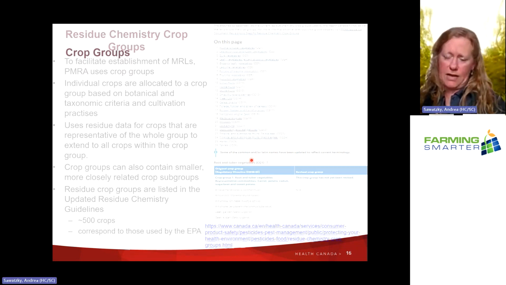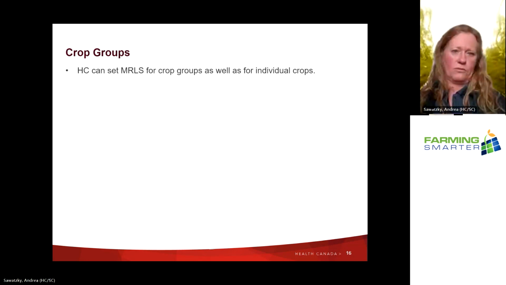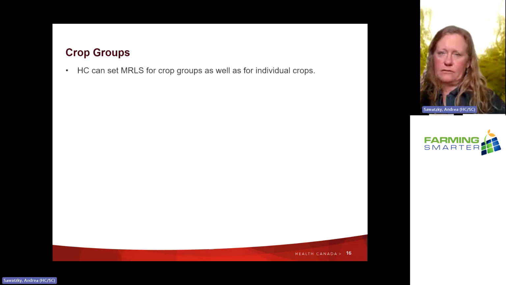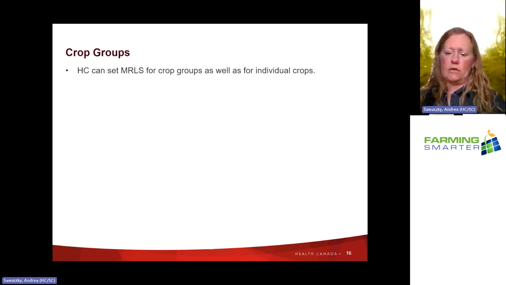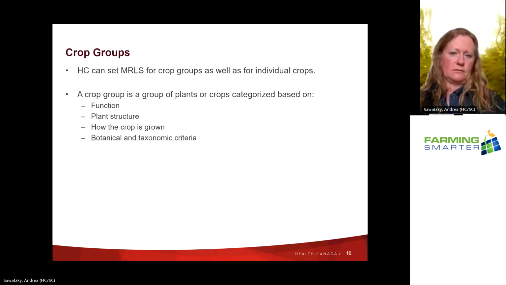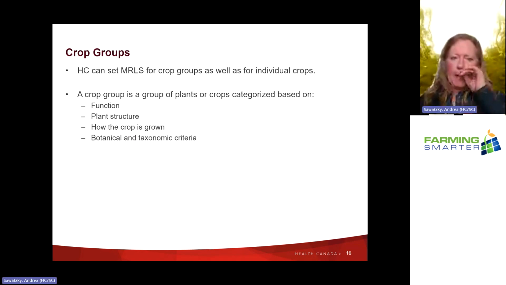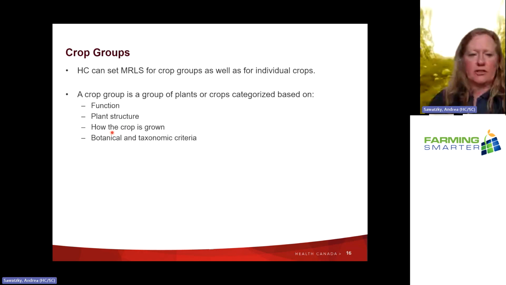So the last slide is quite a busy slide, so I thought I'd summarize it a bit. Health Canada sets MRLs for crop groups as well as for individual crops. A crop group is a group of plants or crops that are categorized based on their function, the plant structure, how the crop is grown, and of course, the botanical and taxonomic criteria.